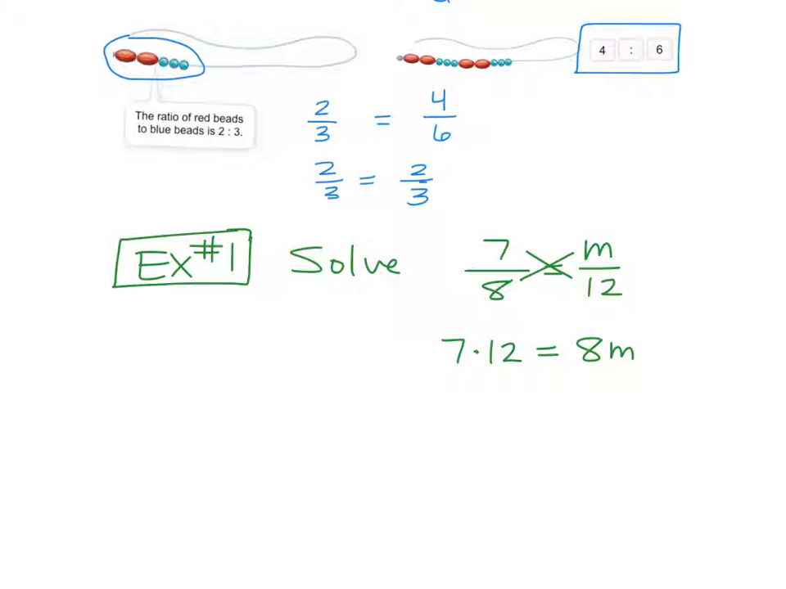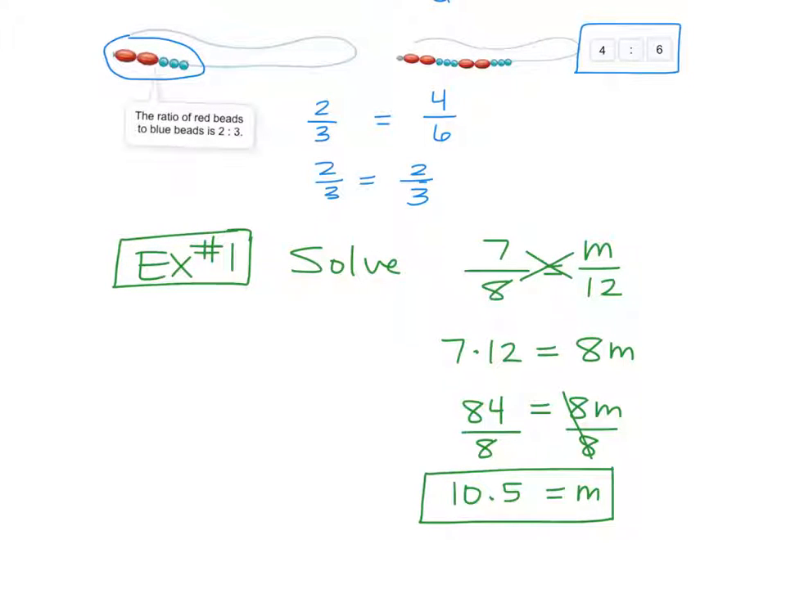Now you have to solve it. So what's 7 times 12? That's 84. So you have 84 equals 8m. How do I solve that? Divide by 8. So m equals 84 divided by 8, which is 10.5. That's the whole process. I'm going to do more of them, but that's the process.